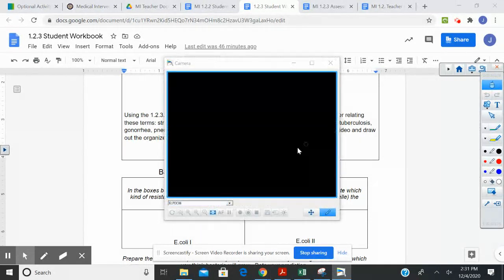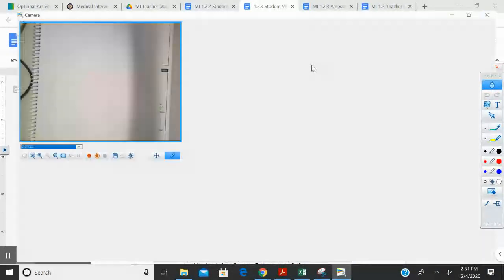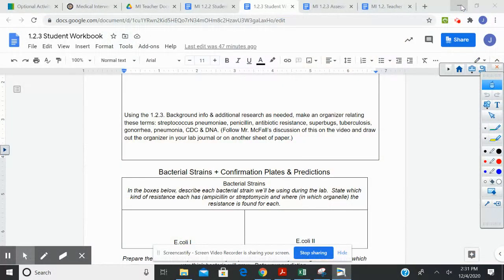I'll switch to this overhead camera. This is not my normal overhead camera. This is a document camera, so the image may be a little bit more grainy than you're used to, but I think you should be okay. Probably the worst part is going to be my handwriting. All right, so with this, make sure I'm still recording here. Yeah, okay.